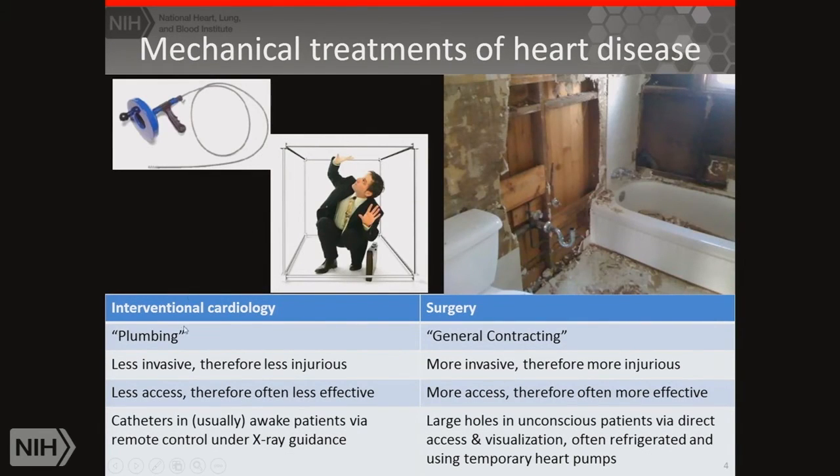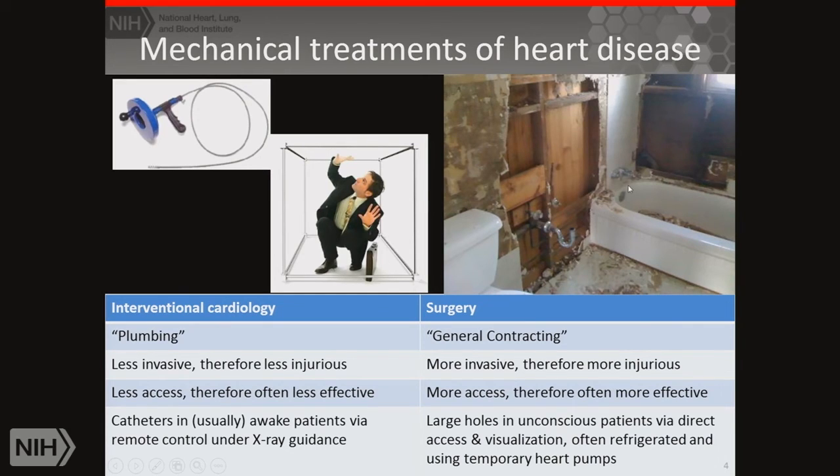It's an important difference. Here's another comparison. Interventional cardiology is more like plumbing, whereas surgery is more like general contracting. And so the treatments, the tools are more simple and less invasive, therefore less injurious, but by comparison, they also may be less effective. Here's a good comparison. If you want to do some plumbing work, you put a snake in.